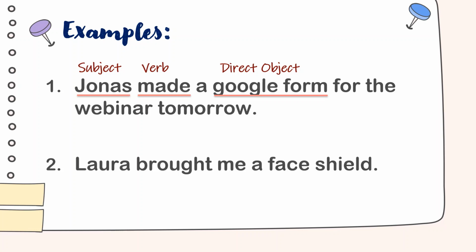Number 2. Laura brought me a face shield. What did Laura bring? Yes, she brought a face shield. Face shield is a direct object that receives the action of the verb brought done by the subject Laura.